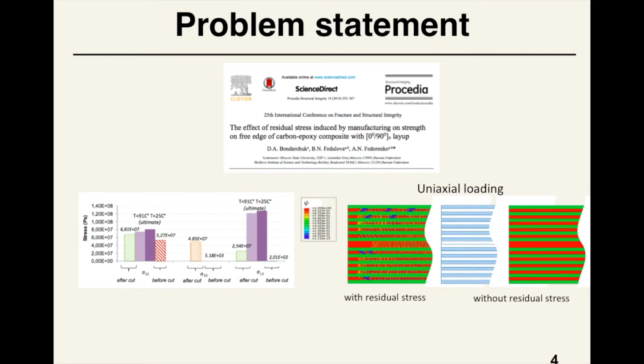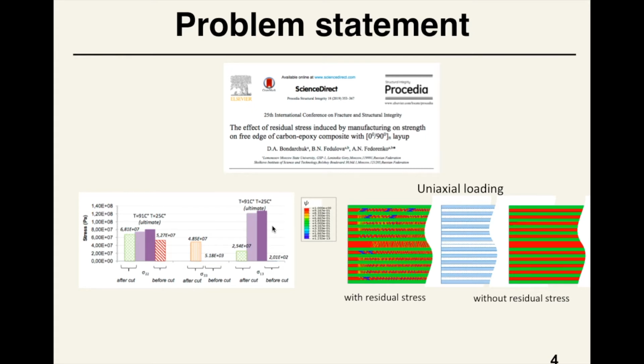In the article, the effect of residual stress induced by manufacturing on strength at the free edge of a carbon-epoxy composite with 0/90 layup was shown. During modeling, the nature of fracture for a carbon-epoxy composite sample is significantly different when taking into account the influence of technological stresses in the composite. In particular, a certain type of crack, namely in the longitudinal direction along the application of the load, is realized only in models where residual stress are taken into account.